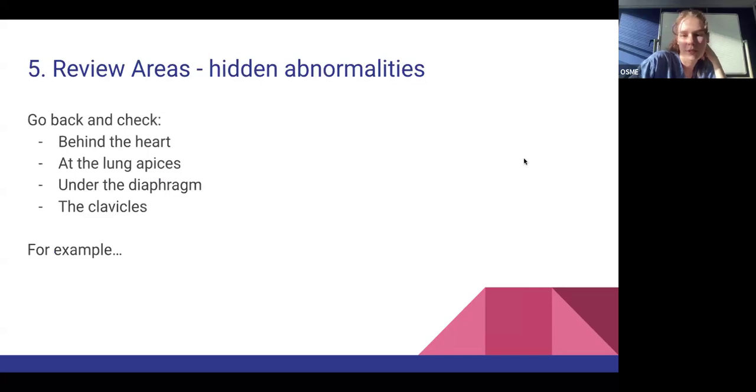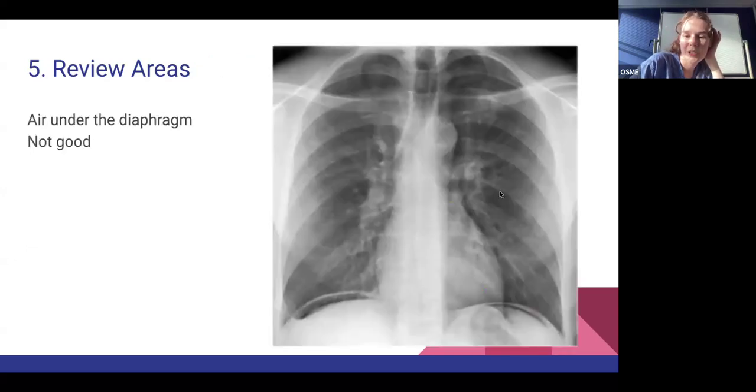As I just said, review some areas that can hide abnormalities. Go back and check behind the heart, at the top of the lungs, at the lung apices, under the diaphragm and the clavicles. So for example, here when you check under the diaphragm, not good. Air under the diaphragm is not a good thing. Air a bit lower than that is fine because that could be in the stomach, but air right here is not good. We're thinking bowel perforation for this, if there's free air just passing about in the abdomen.